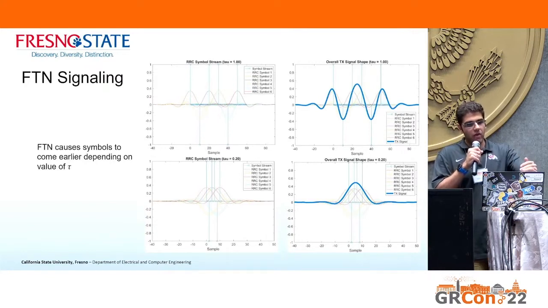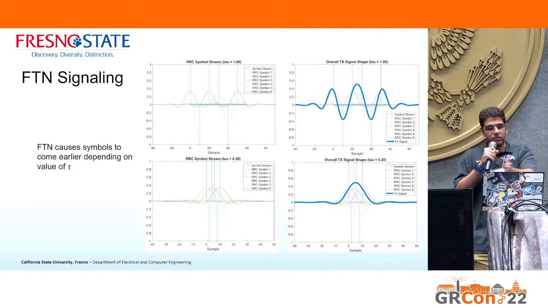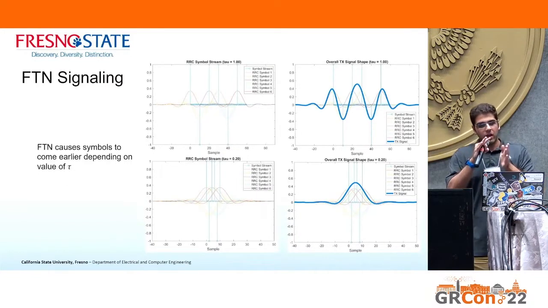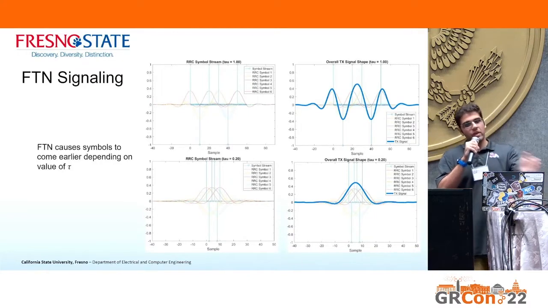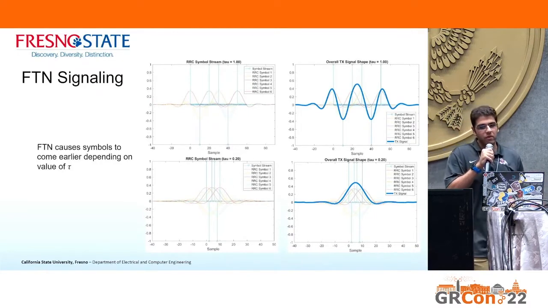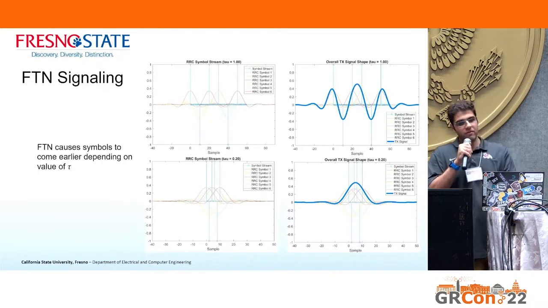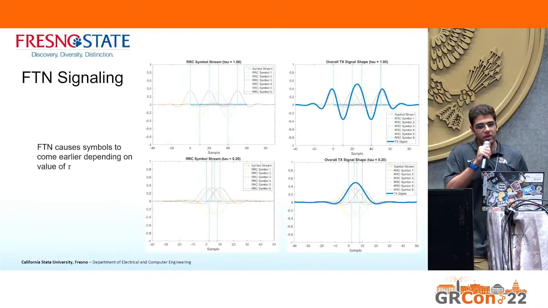But when we lower tau to 0.2, something you wouldn't want to do, it's very extreme, we can see how those RRC pulses, the ones that would come later, have moved back in time by about 80%. And we can see what that does to the overall transmitted waveform, where it's very difficult to recover all of the bits that were transmitted in that case.